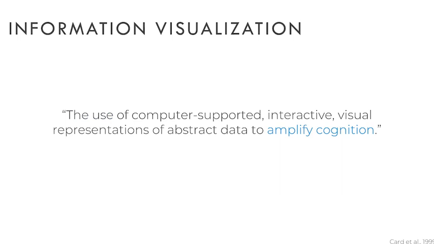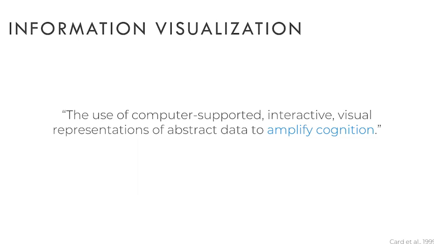So first of all, it's some use of. That's sort of implicit. It's human use of. And then computer-supported, these days we have computers that can create really complex visualizations for us, so we're of course using that, and with that we get interactivity, which is very useful often to work your way through the data. And then, as I've talked much about already, it's about visual representations.